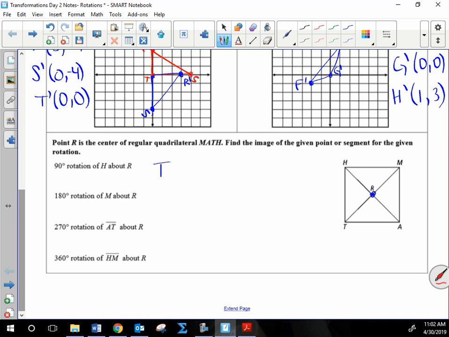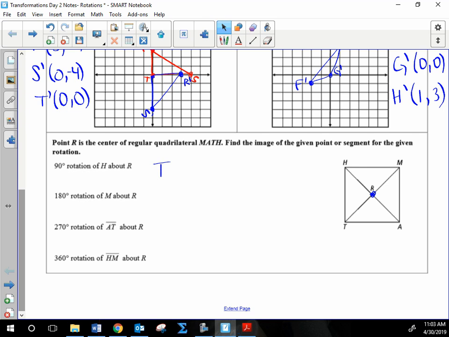All right, 180-degree rotation of M about R. What is that? Also T. Good. And then our next one, 270-degree rotation of AT. What does that mean? HT. Good. So if it's 270 degrees counterclockwise, what is the same for clockwise? 90. Good. And then our last one, 360 degrees. That's an easy one. HM. Good. It's the same thing. So 360 degrees just gives us back the start.